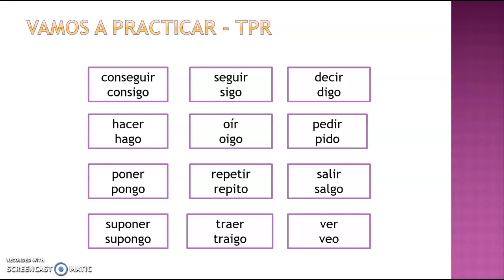Next one, salir, salgo. Get out of the room, right? Salir, salgo, to leave. Next one, conseguir, consigo. Grab it, get it, obtain it. Conseguir, consigo. Next one, suponer, supongo. Kind of rub your chin on both sides. So, yo supongo, right? I suppose. Suponer, supongo. Next one, repetir, repito.